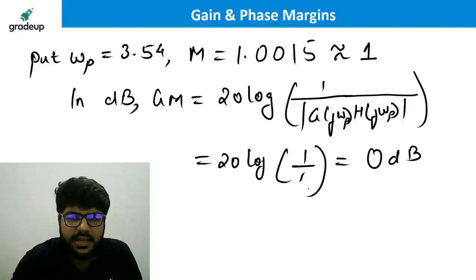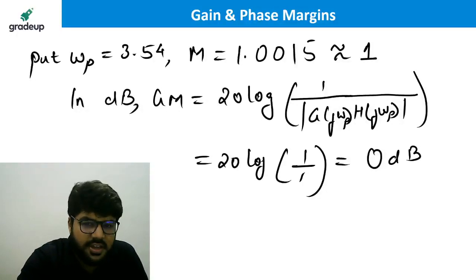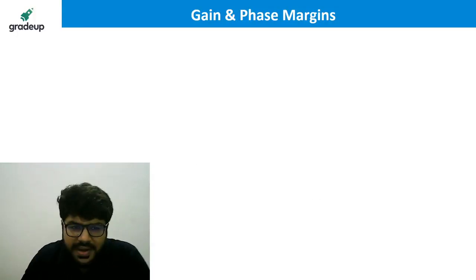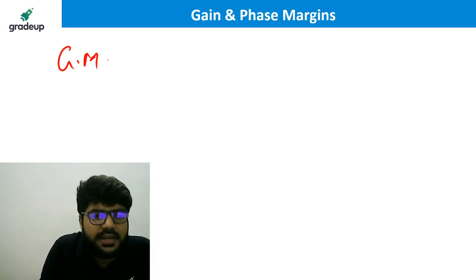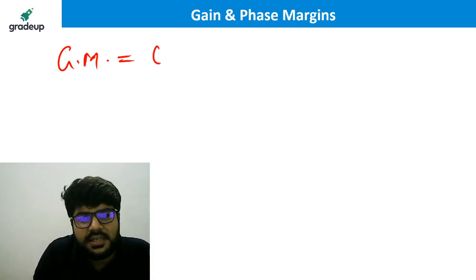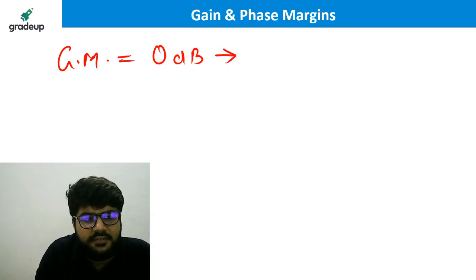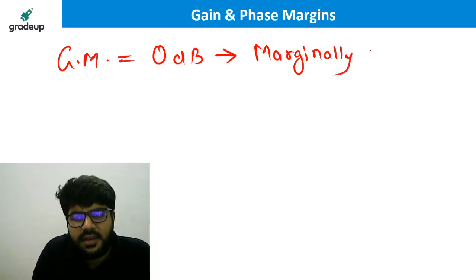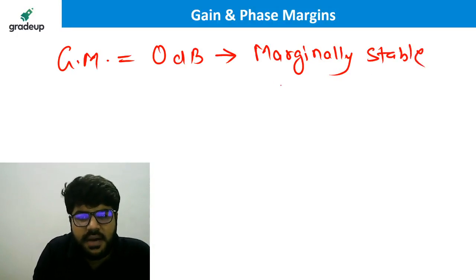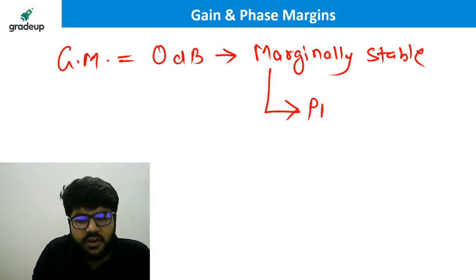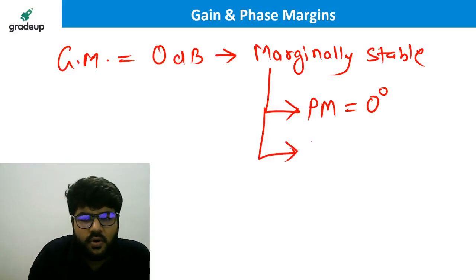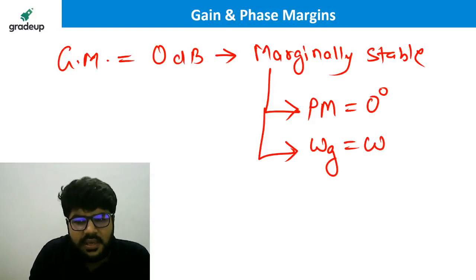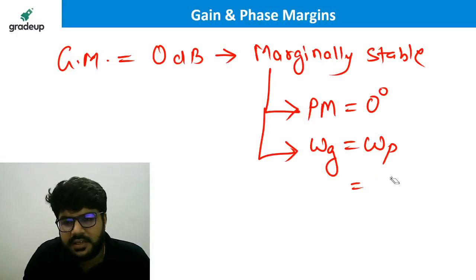And guys, because of this, the second question is automatically solved. See, you have to use your key pointers. Gain margin is 0 dB, signifying that the system is marginally stable. And if the system is marginally stable, two conclusions will follow. Phase margin is also 0, no need to calculate, and omega g will be equal to omega p, what was that value?